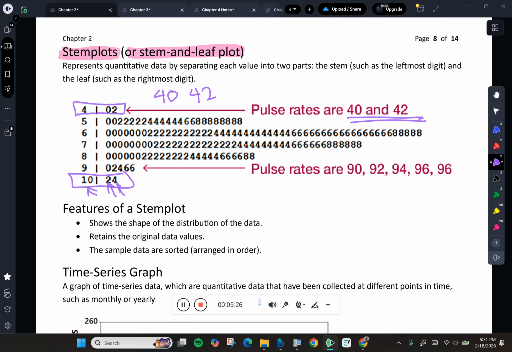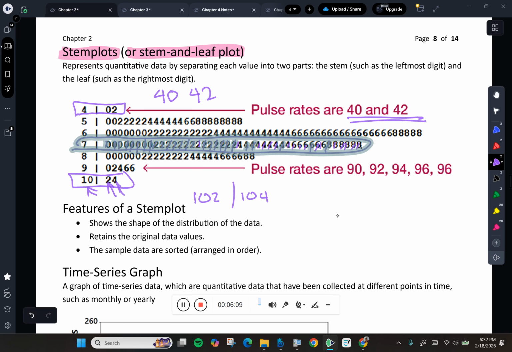The last digit is a 2 and a 4. So that means there was 102 and 104. Right? And when I look at something like the 7s right here, I read a 70 repeated several times, then 72 repeated, 74 repeated, 76, and 78, for all those data values.